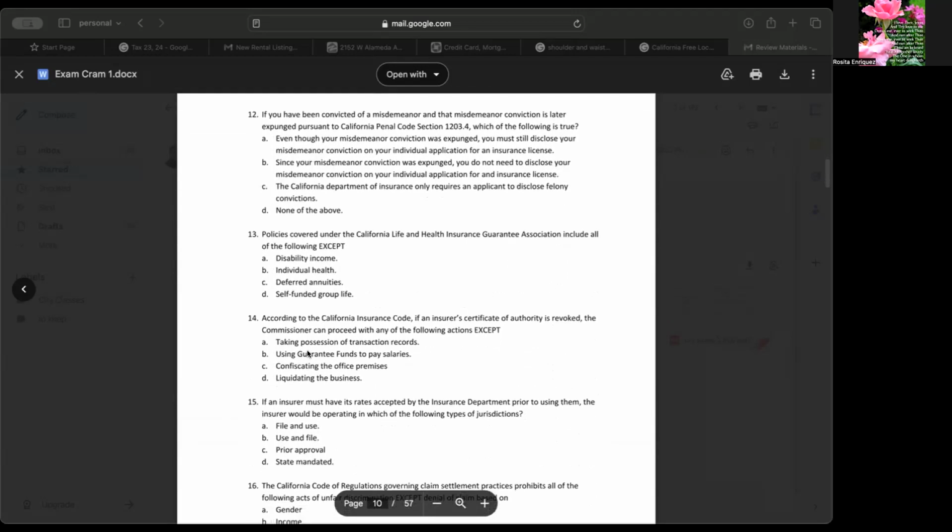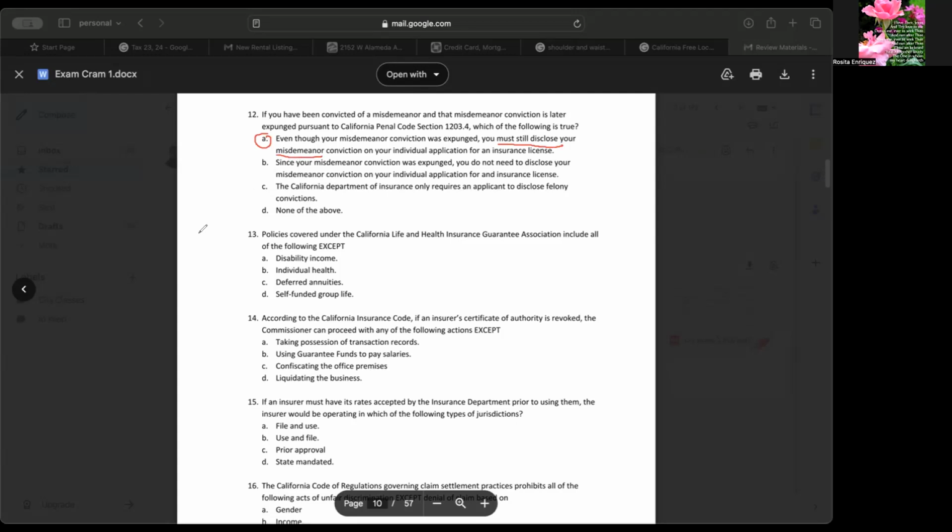Number 12, if you have been convicted of a misdemeanor, and the misdemeanor conviction is later expunged pursuant to California Penal Code Section 1203.4, which of the following is true? And the answer is A. Even though your misdemeanor conviction was expunged, you must still disclose your misdemeanor conviction on your individual application for an insurance license. So you must still disclose the misdemeanor conviction.